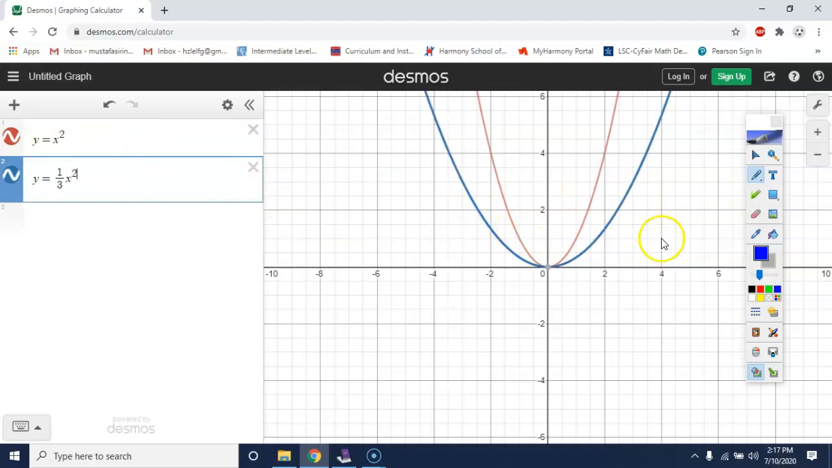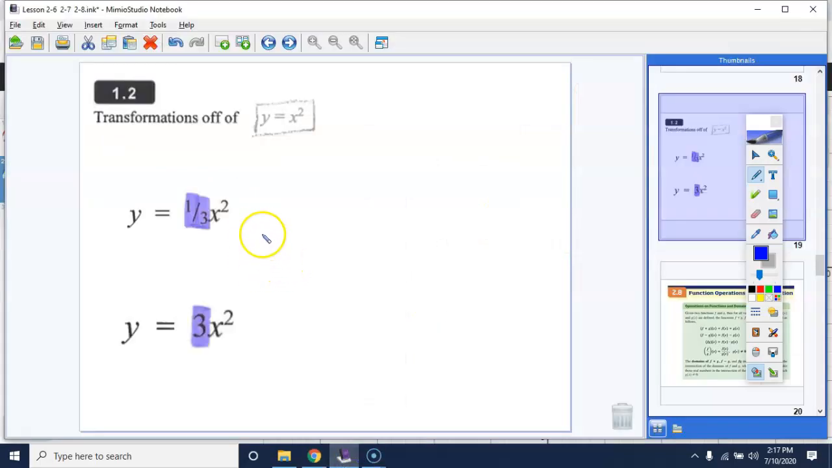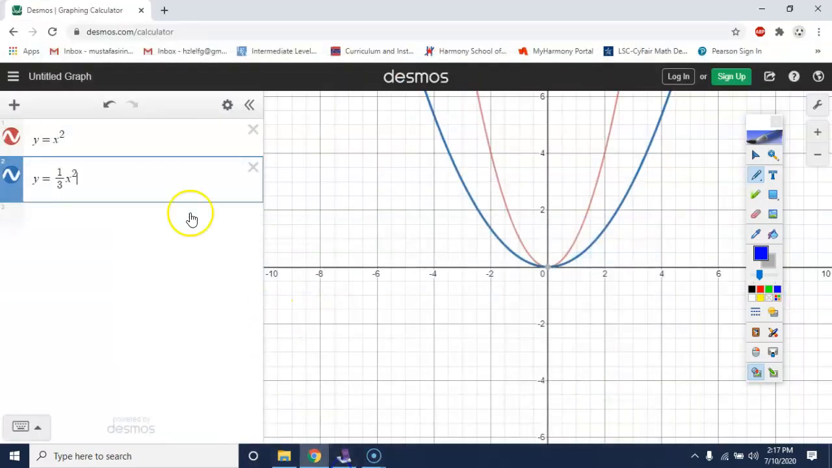So as you're seeing, it's stretch, right? That's my original red one. Blue one is a new one, so it's stretch. All right. On this one, I'm gonna say stretch, right? But on this one, 3x squared.